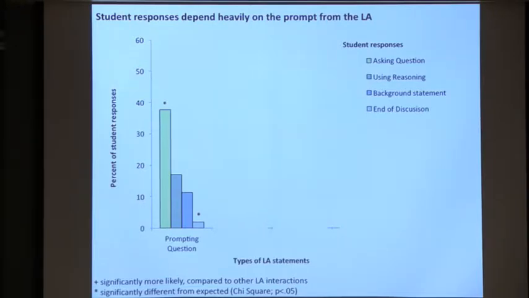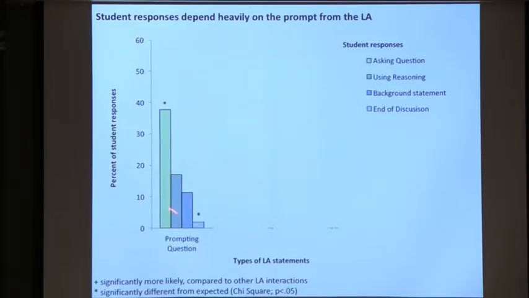So what this graph shows you is that the student responses depended very much on what kind of prompt they got from the learning assistant. So the graph looks complicated, but it's really not that bad. Down here are what the LAs are saying to the students, what kind of behavior they're using. And then the little bars just show you the kind of responses the students have. In light green is asking a question. So students often ask questions back and forth of each other or of the LA. The next bar is using reasoning. Then we have background statement. And then this category is ending the discussion, just stopping. And there's no more things happening except for maybe talking about the football game or something like that.